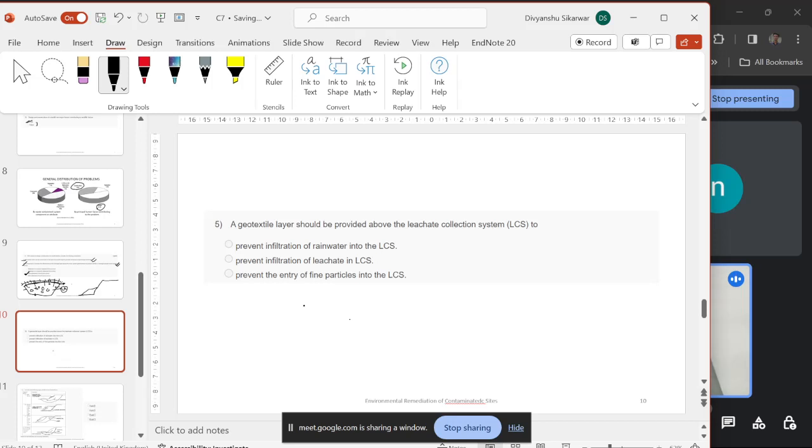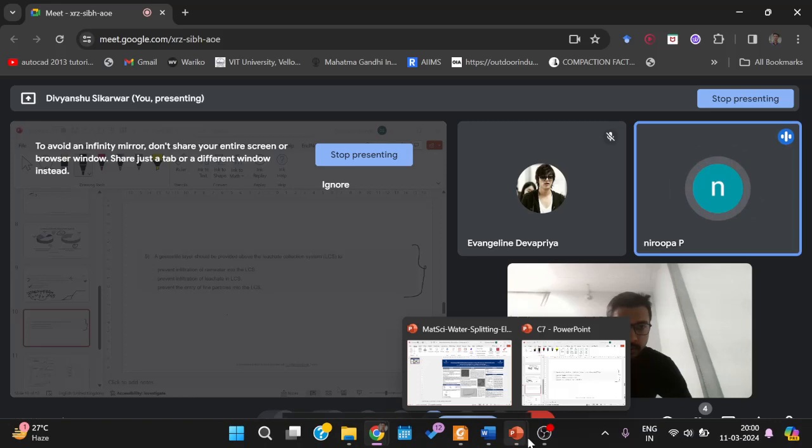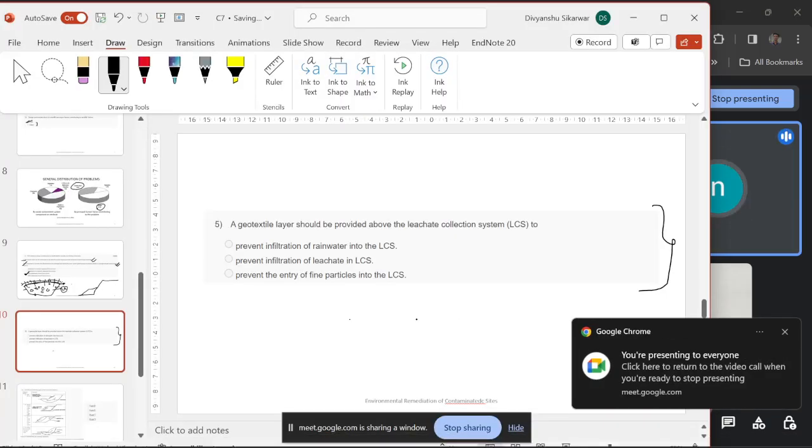Fifth question. The geotextile layer should be provided above the leachate collection system to... We have already discussed this in a previous question. What do you think? What will be the answer? To prevent infiltration of rainwater.